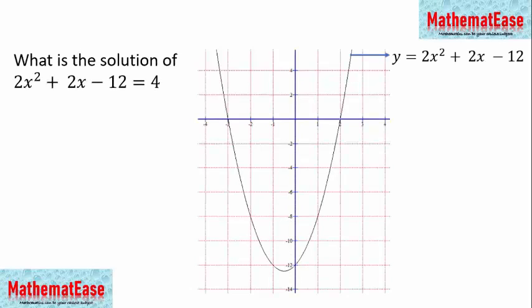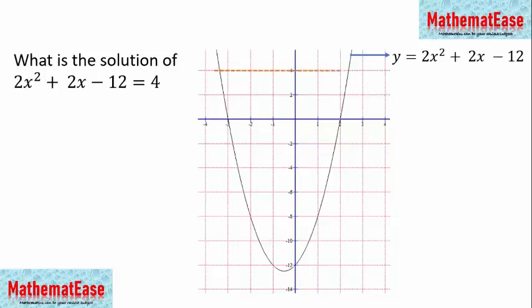This is another question. The question says 2x squared plus 2x minus 12 is equal to 4. If you use the idea of the previous one we did, you discover that 2x squared plus 2x minus 12 is exactly the equation given to us. Now, the only difference there is that 4. So it means that y is equal to 4.